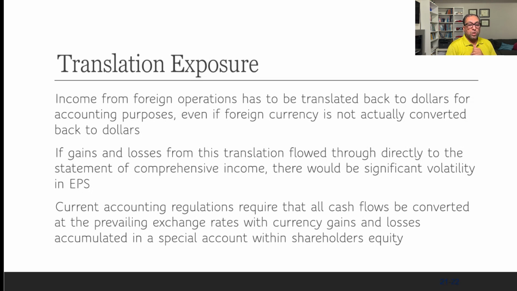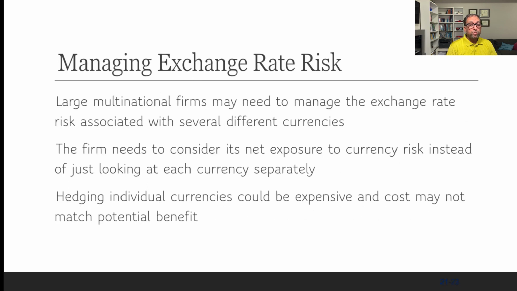If gains and losses from the translation flowed directly to the statement of comprehensive income, there would be significant volatility in earnings per share. So sometimes we keep it separate. Current account regulation requires that all cash be converted at the prevailing exchange rate, with the currency gains and losses accumulated in a special account within the shareholders' equity.